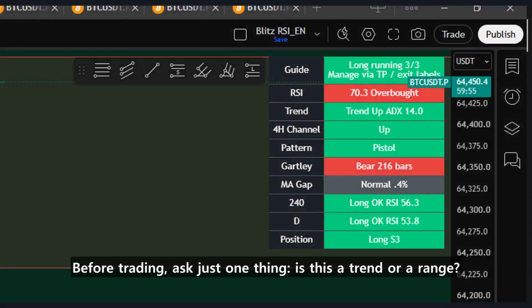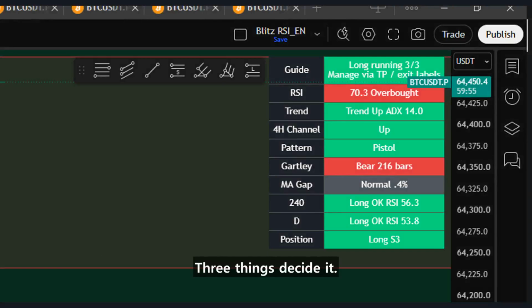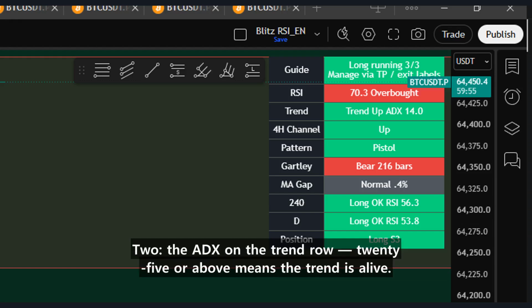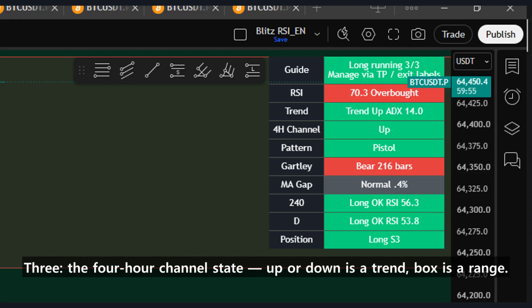Before trading, ask just one thing: is this a trend or a range? 3 things decide it. 1. The 2 higher timeframe directions on the dashboard. Same direction is a trend, different is a range or wait. 2. The ADX on the trend row, 25 or above means the trend is alive. 3. The 4-hour channel state. Up or down is a trend, box is a range.